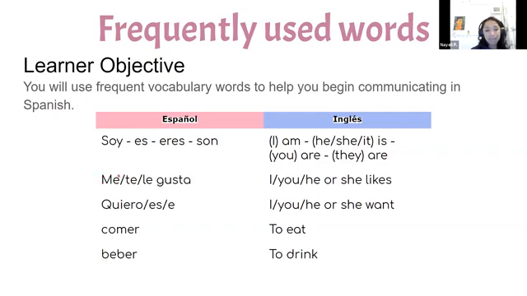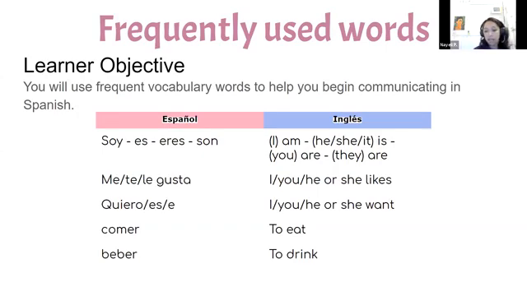Okay. Ahora, me gusta. Me gusta. I like. Like the thumbs up from Facebook. Me gusta. Or no me gusta. Remember how I said we can make a negative statement in Spanish? We say no me gusta. Me gusta, I like, or no me gusta.